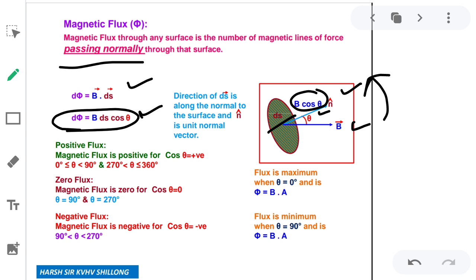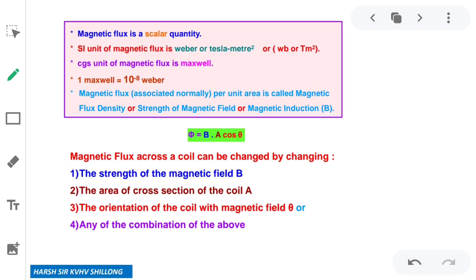The cos values are 0, negative or positive at different angles, so the range is mentioned here. It is positive in the first and fourth quadrant, 0 at 90 and 270 degrees, negative in the second and third quadrant. Some more points about magnetic flux.